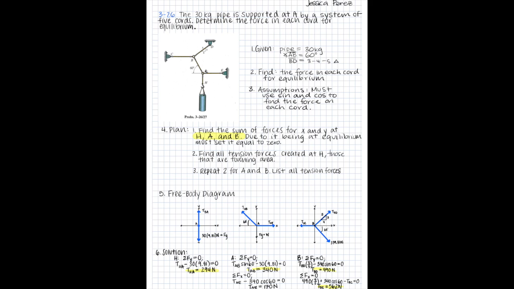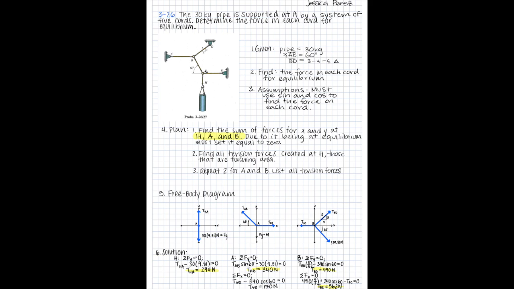And then after that, we can move to step 2, which would be to find the force in each cord for the equilibrium. Step 3 would be to make assumptions, and I assume that one must use sine and cosine to find the force on each cord. Step 4 would be to make a plan.